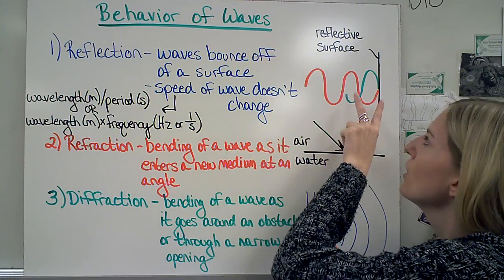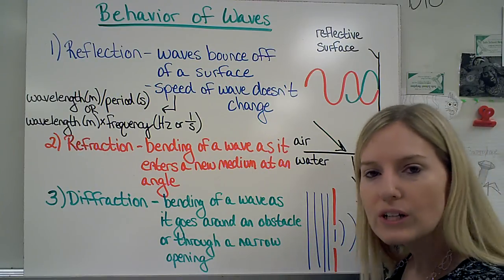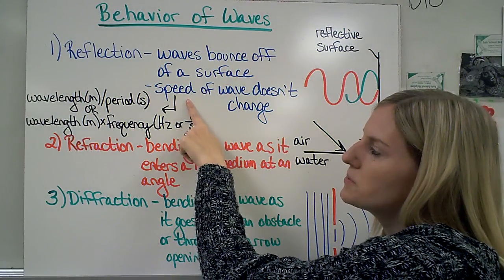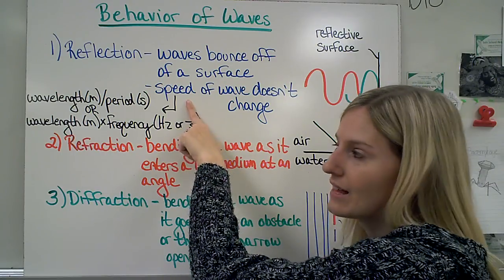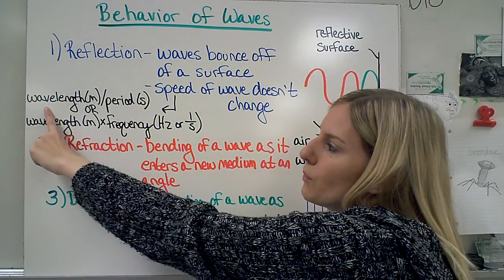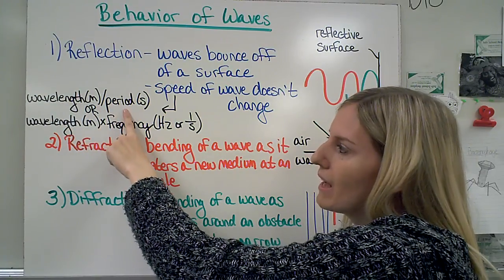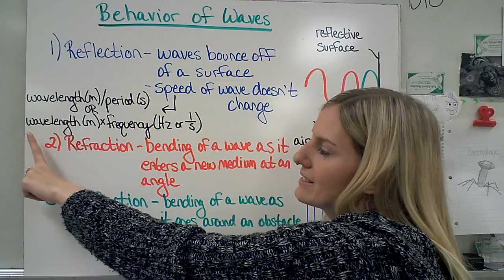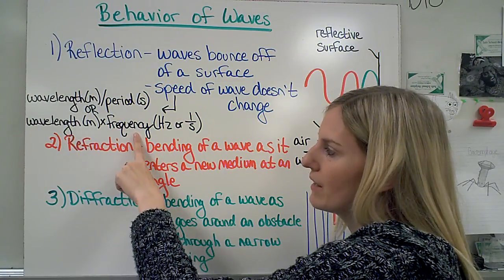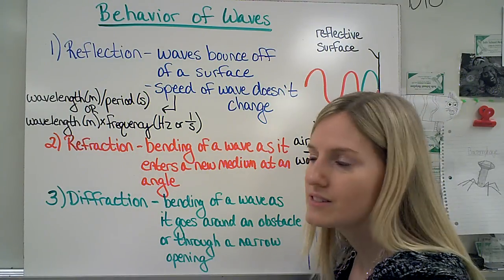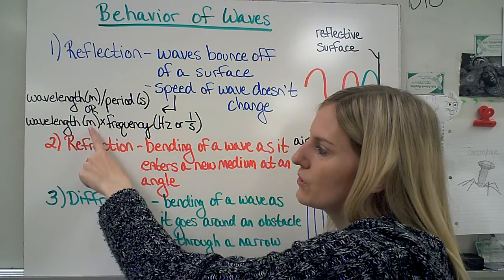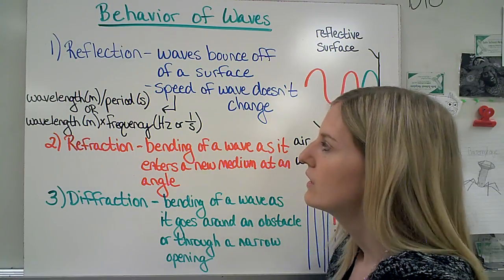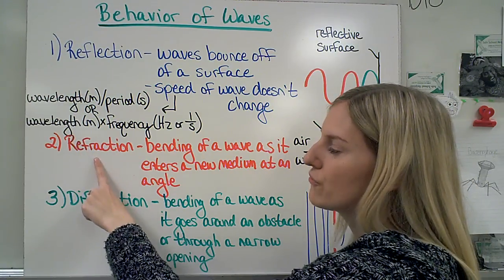But notice that the wavelength of that wave would be the same, the frequency would be the same, everything's the same except that it's upside down. Speaking of the speed of the wave, let's talk about how we can calculate that. We would either take the wavelength and divide it by the period, or how much time it takes for one cycle, or I can take the wavelength and multiply it by the frequency. In either case, if I'm using meters for the wavelength, then the speed is going to be in meters per second.